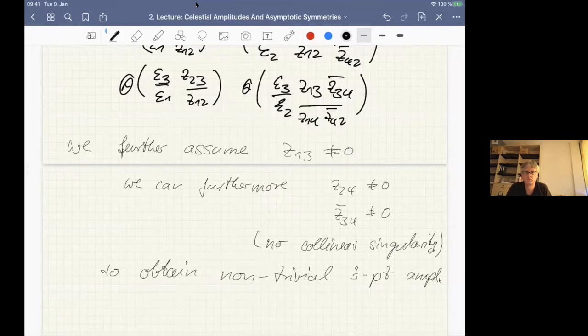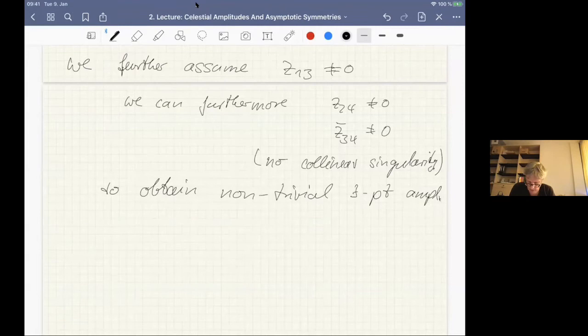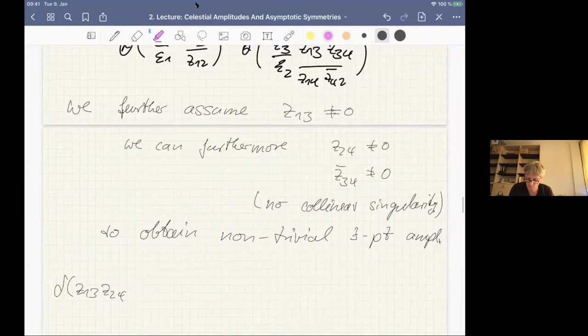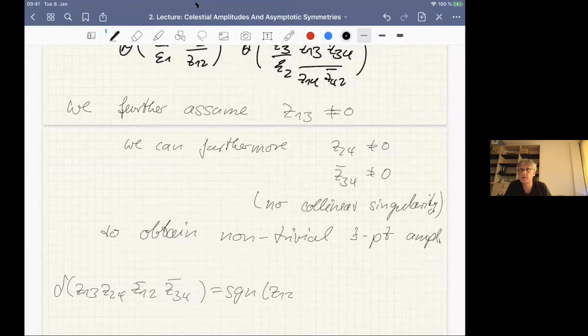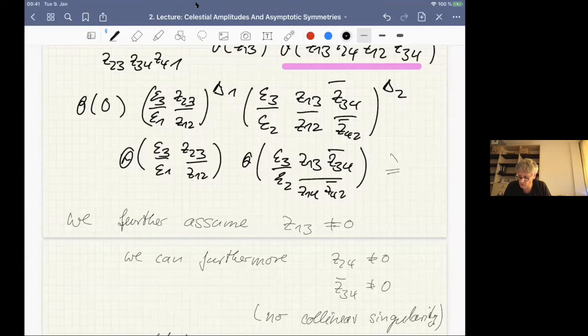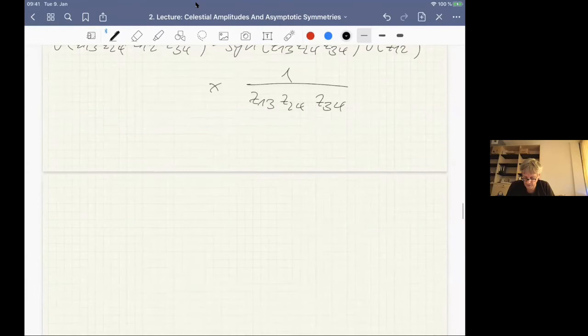With this in mind, now we can further manipulate this delta function here. It becomes, again, similar delta function properties are used. Times... and with all this in mind, we can now move on and get some further simplifications.